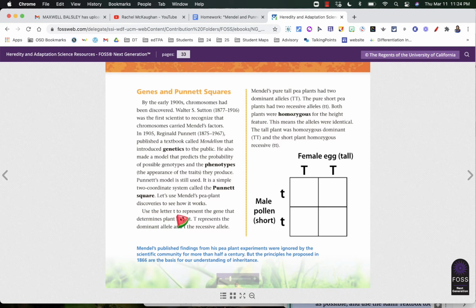Use the letter t to represent the genes that determine plant height. Capital T represents the dominant allele and lowercase t the recessive allele. Dominant, recessive. Mendel's pure tall pea plants had 2 dominant alleles. They're pure because that's all they can give. The pure short pea plants had 2 recessive alleles, pure because that's all they can give. Both plants were homozygous, same big, same little, for the height feature. This means the alleles were identical. The tall plant was homozygous dominant, and the short plant homozygous recessive.